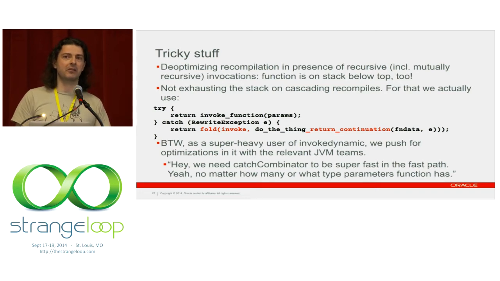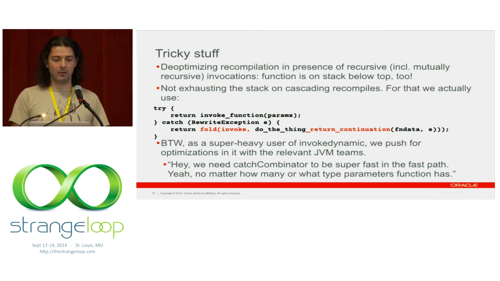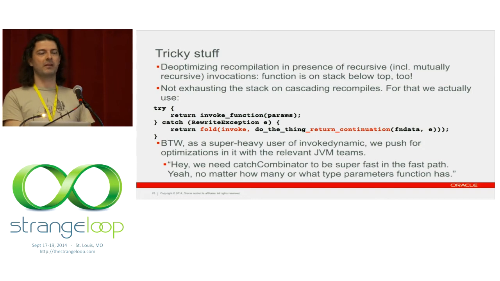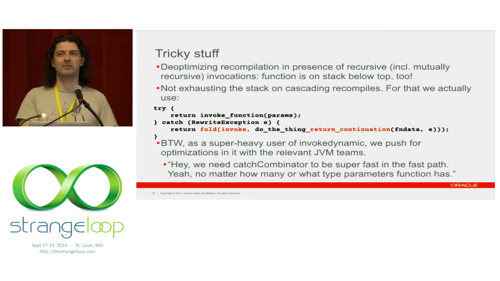A mutually recursive function that can have another copy of it, an arbitrary number of stack frames further down. We don't want to exhaust the stack on cascading recompiles, because if you deoptimize something and you're running the rest of the method, it itself can hit another point where it itself will deoptimize and so on. For that, what we do is that instead of invoking the continuation, we return the method handle that's the continuation, and we fold it into a method handle exact invoker.